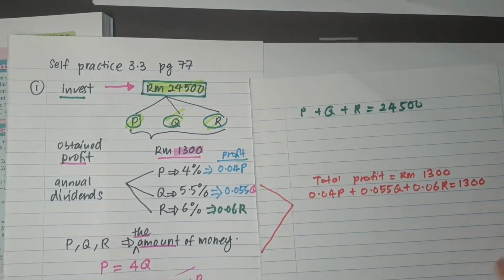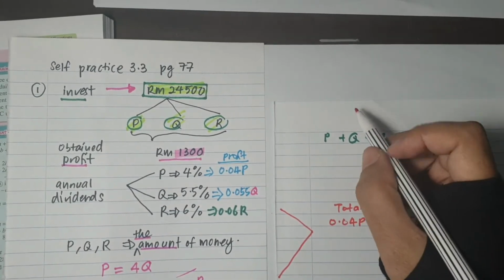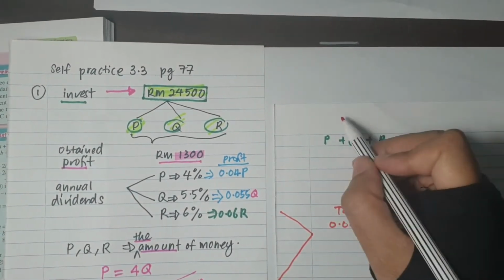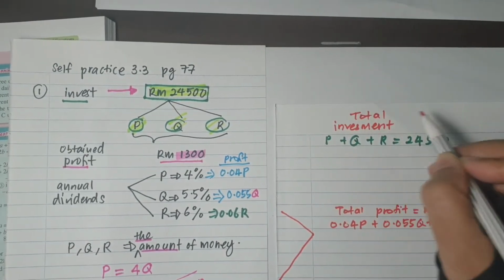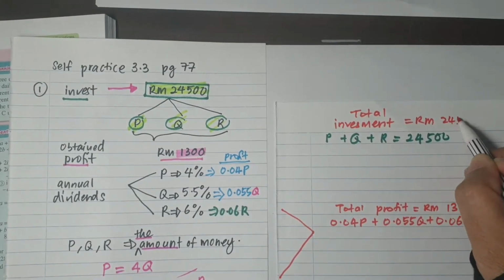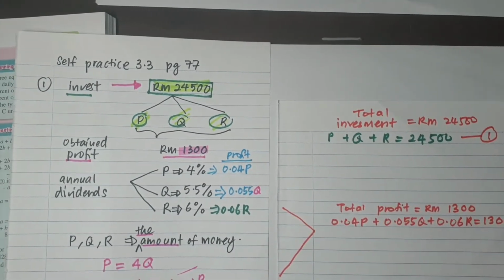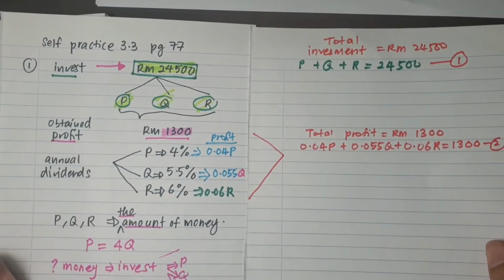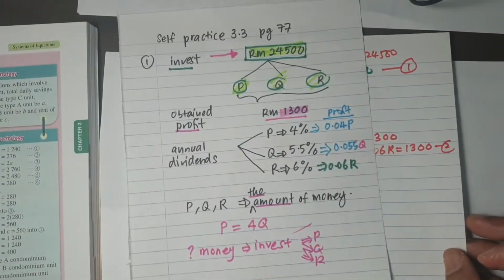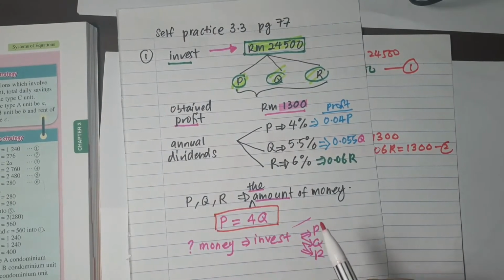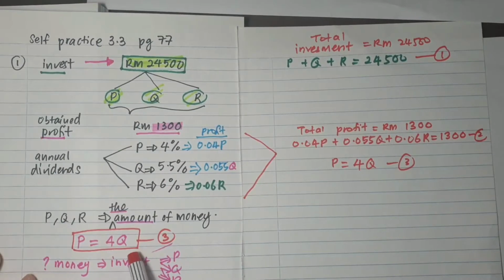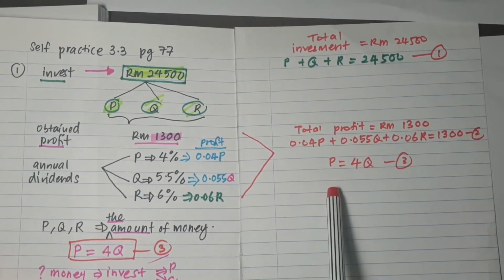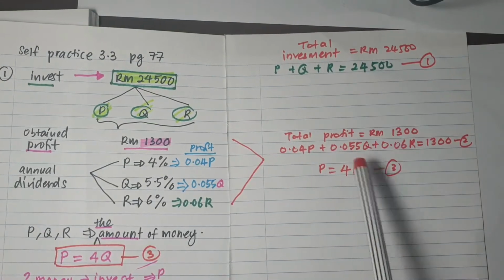Okay, your second equation. This one tadi, his total investment is 24,500. So this is your first equation. Okay, next, the third equation memang kita dah dapat tadi bila kita baca. Okay, stated the final amount of money in account P is 4 times that in account Q. Baca ayat and then write it in mathematical symbol. Okay, next, let's solve these three equations.